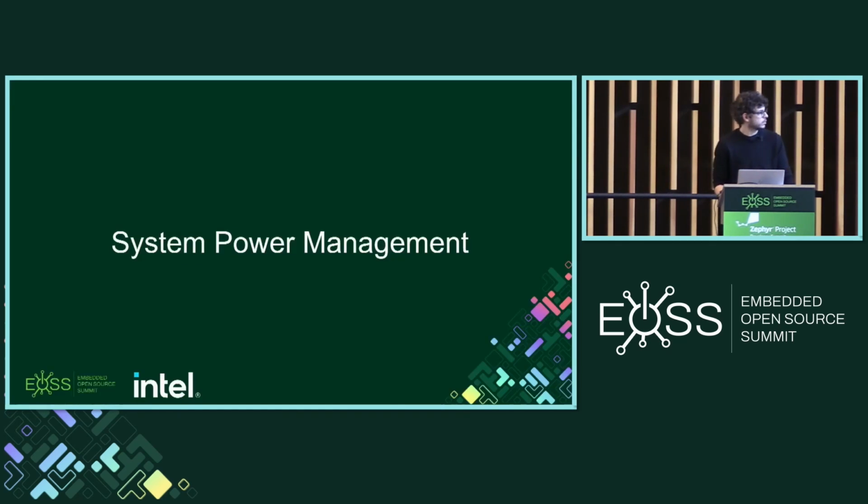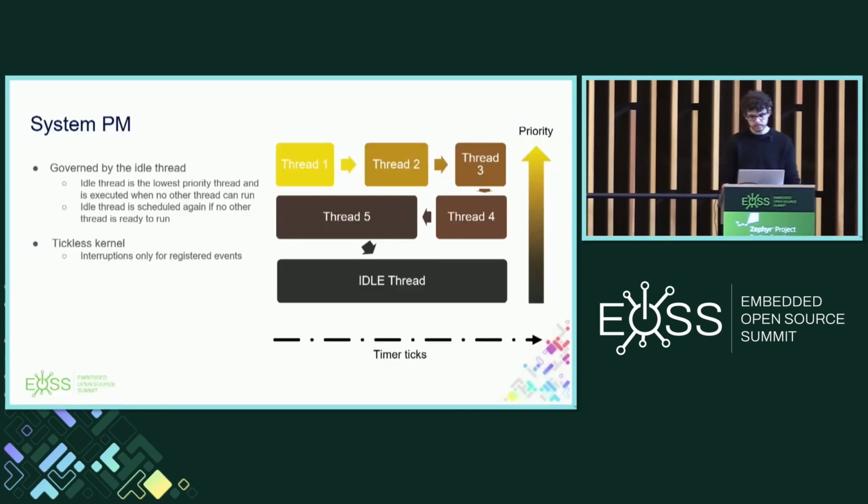So let's start with the system power management. To understand the system power management, we have first to talk a little bit about the scheduler and the idle thread. The scheduler is the main power management governance, since it knows when the next event will happen, and consequently knows when to start doing power management.